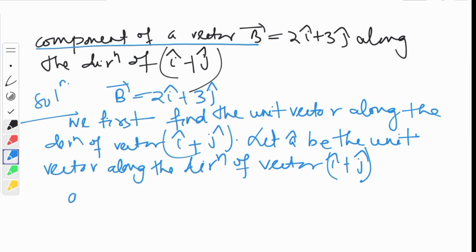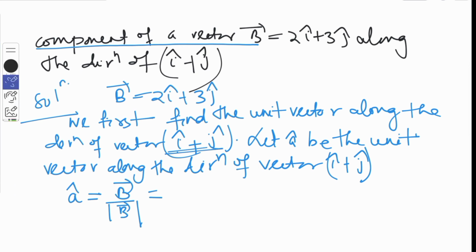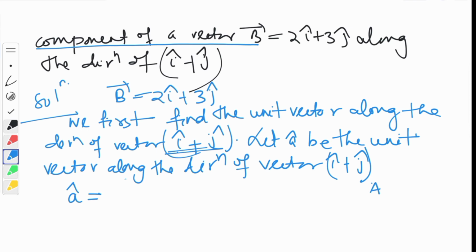Okay, how to find out the unit vector? We know that it is vector A divided by magnitude of vector A. So vector is I cap plus j cap. Sorry, let me clear the board. Okay, the formula is, suppose a cap, A cap is vector A divided by magnitude of vector A. This thing we know. We'll use this formula over here right now.